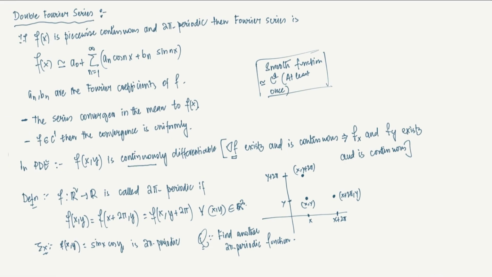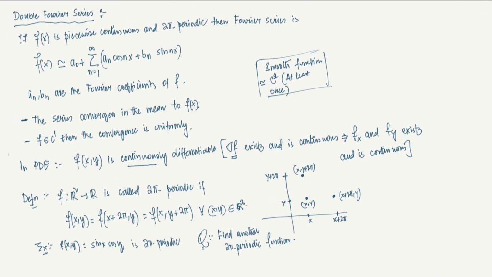Now, with that said, what we want to do is, in PDE, we always talk about several variable functions, right? So we need to know if we can find a Fourier series. If I give you such a function, can you find a Fourier series out of it? This is very, very easy actually.